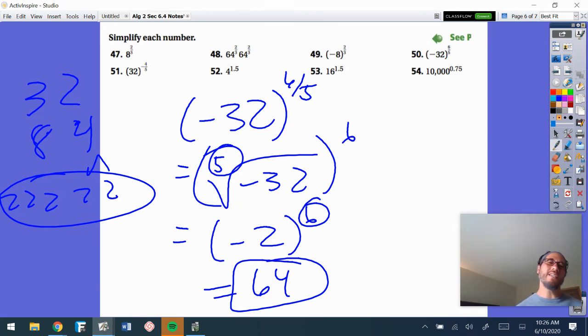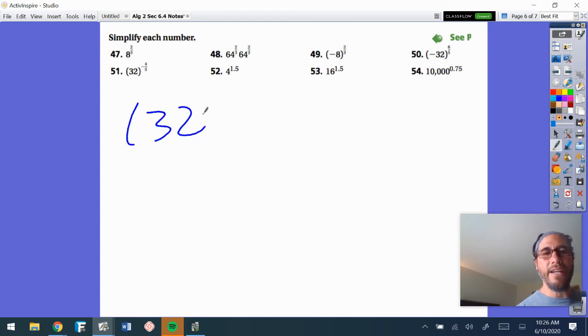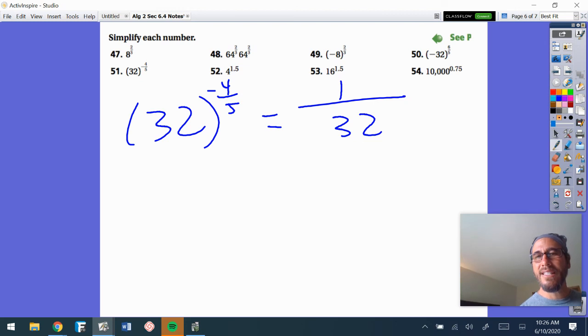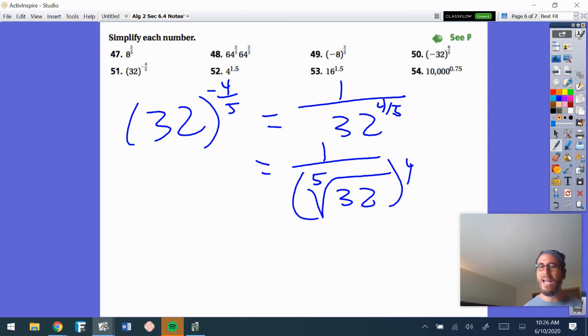Now, the only one that's different here in this little category would be 51. Why is that one a little bit different? Because it has a negative exponent. And remember, I said you deal with negative exponents first. How do we deal with negative exponents first? Well, we just rewrite it. Now it's got a positive exponent. Now how do we deal with that positive exponent? Well, we rewrite it like a radical. Right? 5 is in the ditch because it's on the bottom. And Mr. T said put that 4 on the outside.